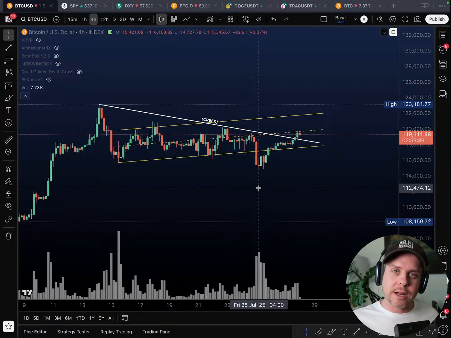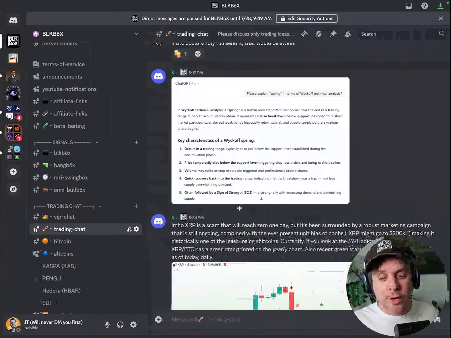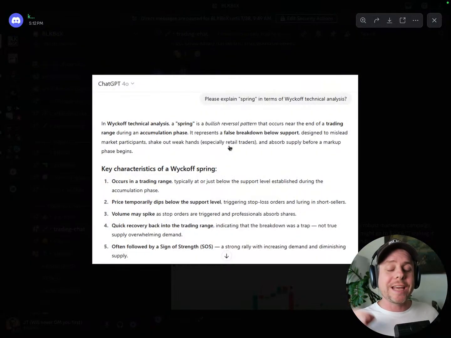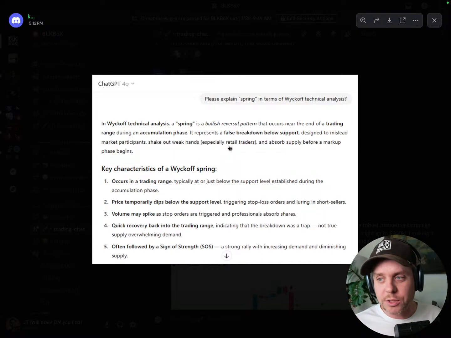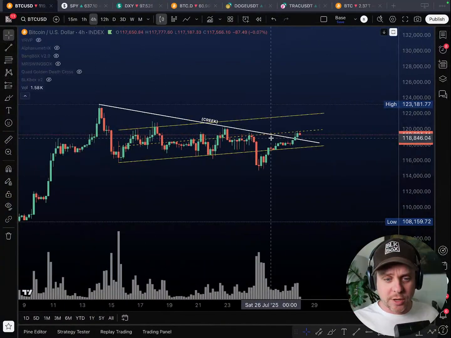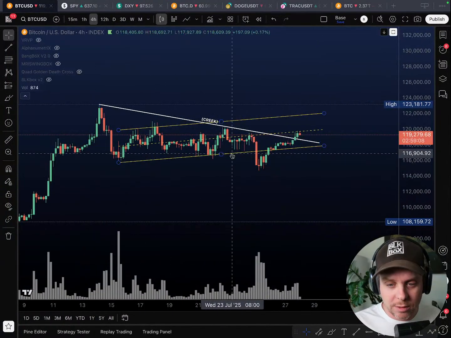So I'm just kind of casually throwing it around, and not surprisingly, someone asked ChatGPT, what are the characteristics of a Wyckoff spring? So I figured this was a really good opportunity to actually just go through this and show how I am looking at this with the current price action. No chart was shared with ChatGPT. It was just asking to define what is a spring from the Wyckoff point of view, and it occurs in a trading range. Bitcoin is in a trading range. We've established this with this yellow parallel channel right here.